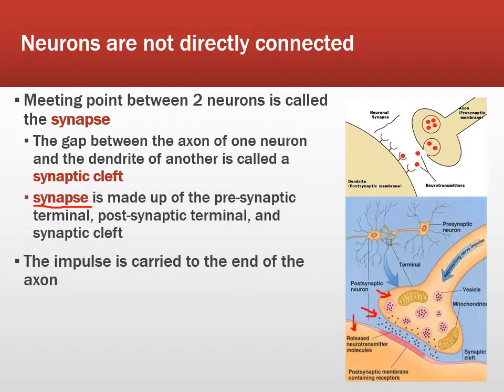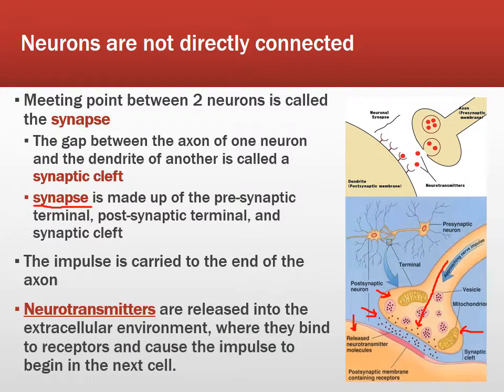And the impulse is carried to the end of the axon. Okay, so that would be in this general area here. So the signal is going to be carried all the way down your axon, and it's going to get to the end here. And what happens is that all these little dots here are called neurotransmitters. Okay, and your neurotransmitters are released into the extracellular environment. Extracellular just means outside of the cell.